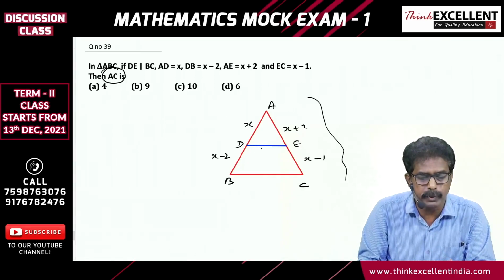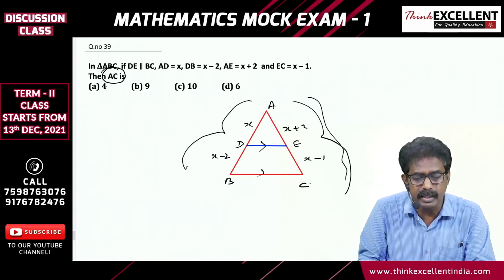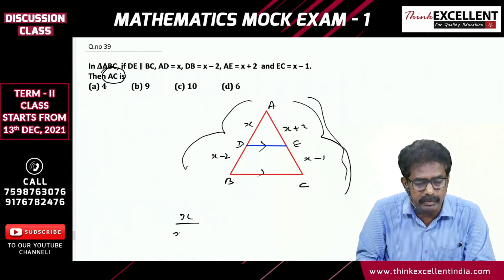So basic proportionality theorem, finally we are using here. AD by DB is equal to AE by EC. So what you can say, x by x -2 is equal to x +2 by x -1. Cross multiply.